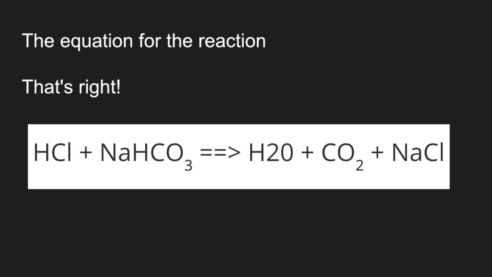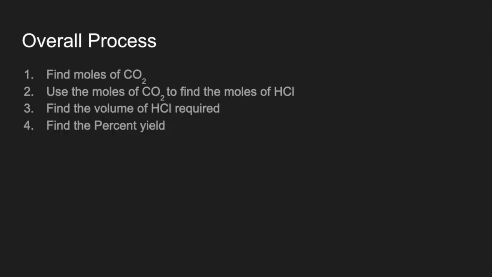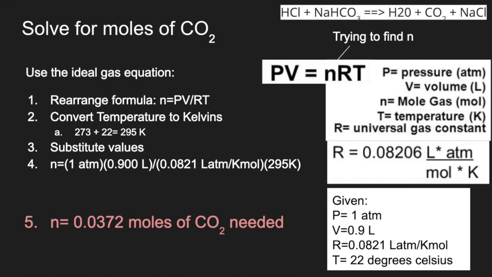Now that you've gotten the general equation, I will give you the overall picture of what we will go through. Let's read the list. Here's the overall process. Firstly, we will find the moles of CO2, and then we will use the moles of CO2 to find the moles of hydrochloric acid. From the moles of hydrochloric acid, we can then deduce the volume of hydrochloric acid required to produce 0.9 liters of carbon dioxide gas to fill the airbag. And then, after we have conducted the experiment, we will find the percent yield by comparing the theoretical and the experimental values.